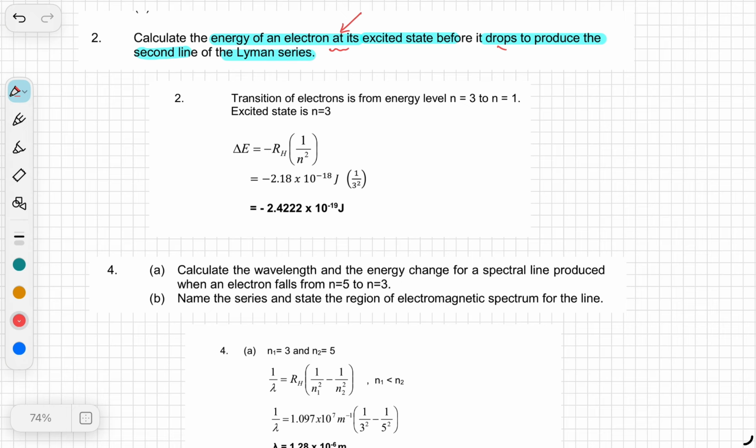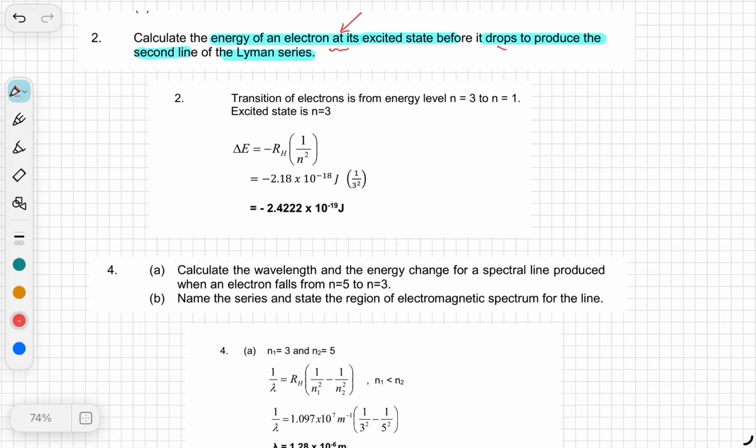Common student mistake is they just leave the answer here. The question wants you to identify the transition of electron. So you have to mention at the end that the electron is making a transition from n=4 to n=2, because the initial energy level is 4 and the final energy level is 2. All right, I hope that is clear.